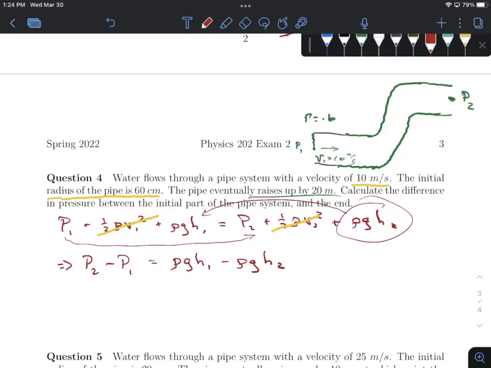And now we have our equation. The left side, that's what I want. P2 minus P1, that's called the difference in pressure. The right side, that's where I plug my numbers in. What do I know? Well, we're talking about water. Water has a density of 1,000. So we have 1,000 times 9.8 times the original height. Well, I don't know the original height. Here, all I know is that wherever it was, it goes up 20 meters.